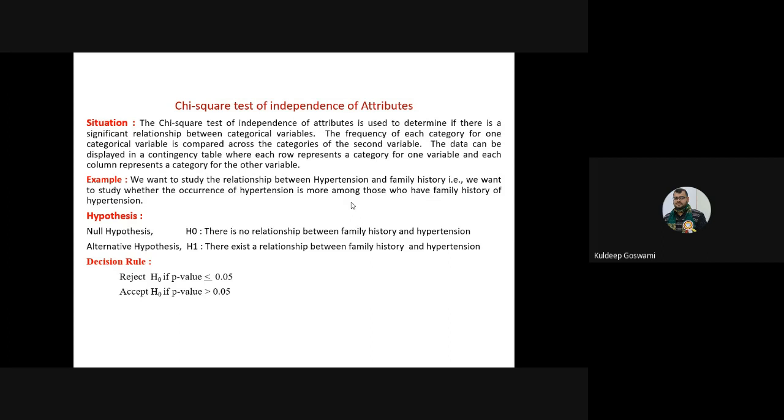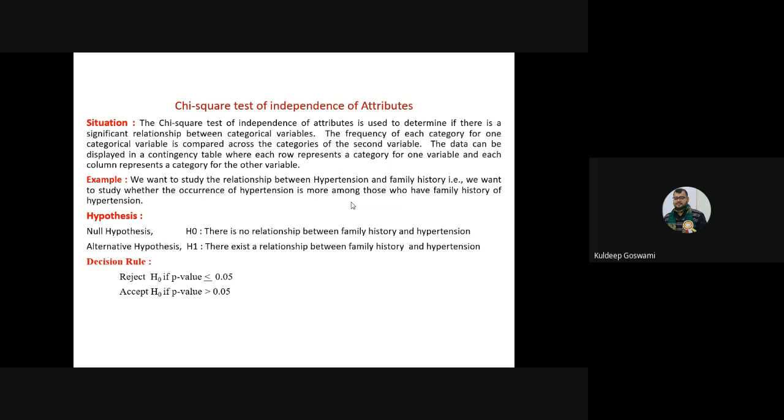Okay, for example, we want to study the relationship between hypertension and family history. Family history means whether any of your family members have hypertension or not. It is usually heard that if your mother, your parents, or any family member has hypertension, then yes, you may have that disease. Maybe here, maybe now, maybe in the near future.